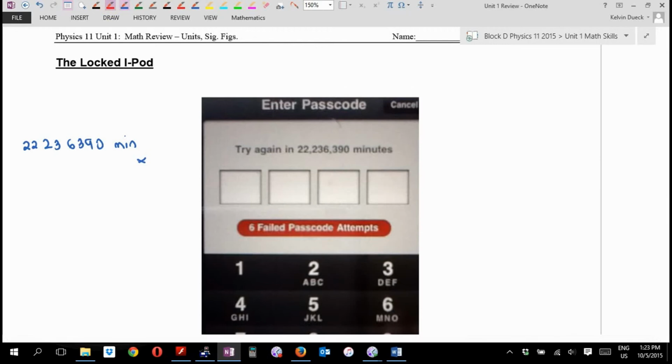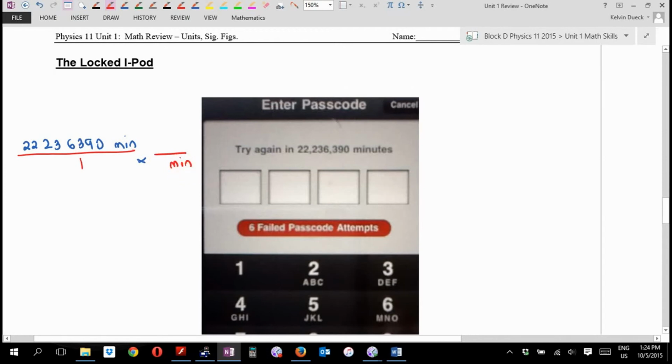Now, some of you have been asking me, Mr. Dueck, how do I know what goes on top? How do I know what goes on the bottom? First of all, always realize that this is a fraction. It's over 1. I'm never going to put the over 1 there again if that's okay, but it is over 1, which means minutes is on top. And if I want it to cancel, then I put it on the bottom in my next fraction. It's going to go like this.